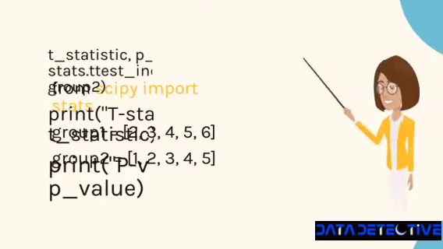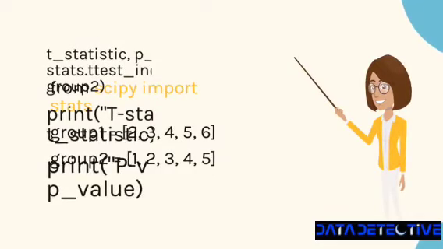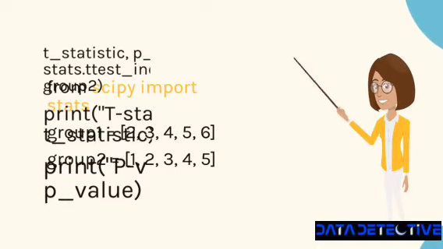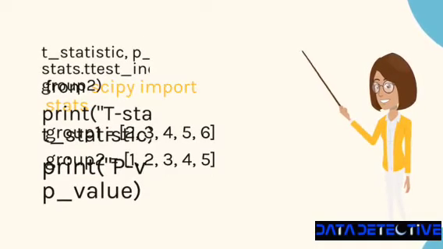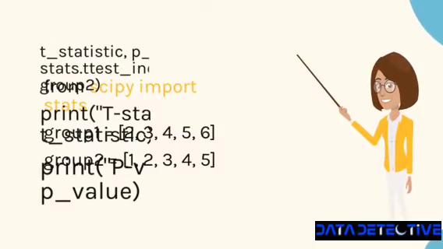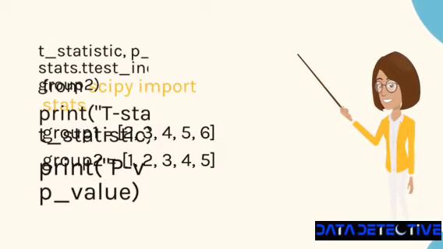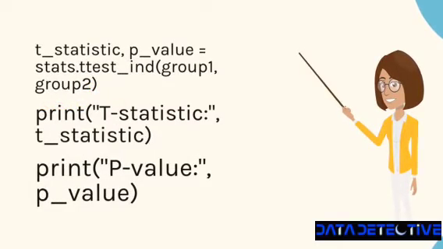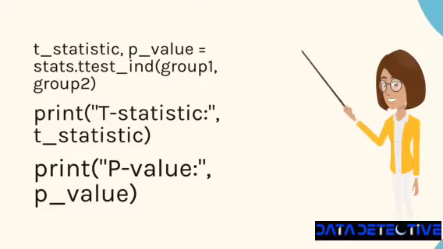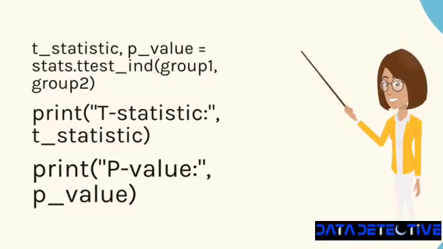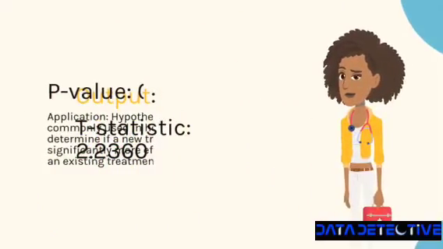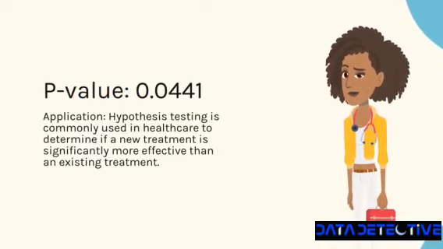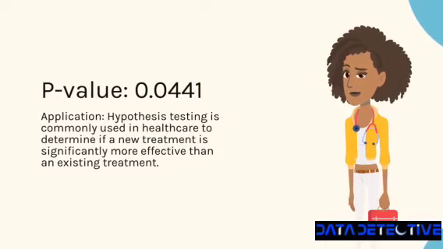From scipy import stats. group1 equals 2, 3, 4, 5, 6. group2 equals 1, 2, 3, 4, 5. t_statistic, p_value equals stats.ttest_ind(group1, group2). print t statistic, t_statistic. print p value, p_value. Output: T statistic, 2.2360. P value, 0.0441.